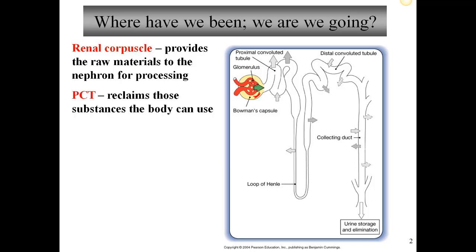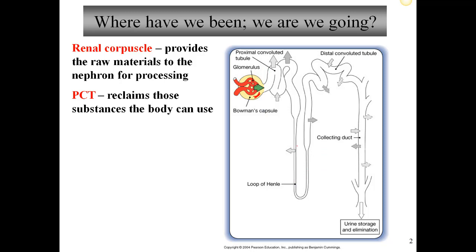The next segment is the proximal convoluted tubule. And we talked extensively about the proximal convoluted tubule, how it works, the primary active transport pump, which is a sodium-potassium pump, which is the mechanism by which it reabsorbs most of what it reabsorbs. The other thing we talked about, remember, was that 65% of the volume of the filtrate gets reabsorbed here in the proximal convoluted tubule.